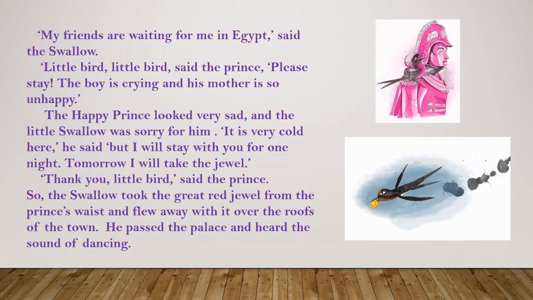My friends are waiting for me in Egypt, said the swallow. Little bird, said the prince, please stay. The boy is crying, and his mother is so unhappy. The happy prince looked very sad, and the little swallow was sorry for him. It was very cold here, he said, but I will stay with you for one night. Tomorrow I will take the jewel. Thank you, little bird, said the prince.